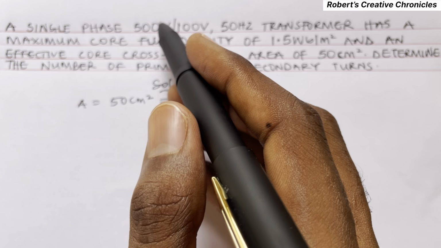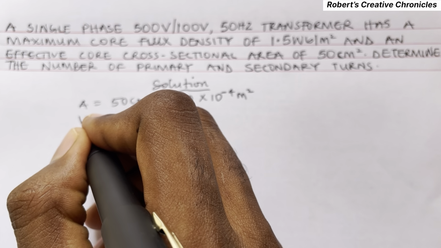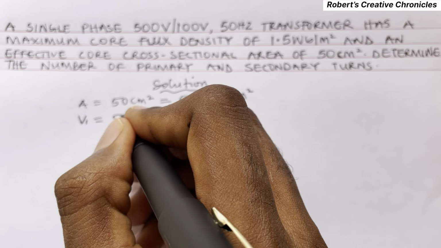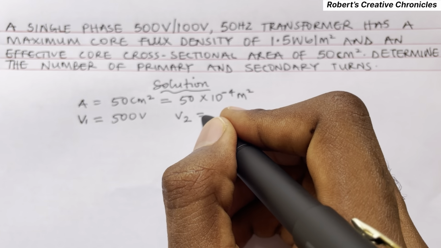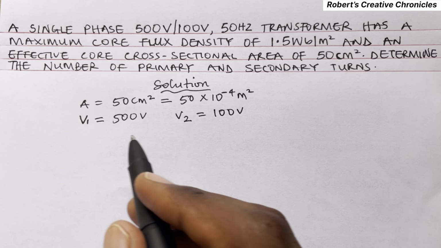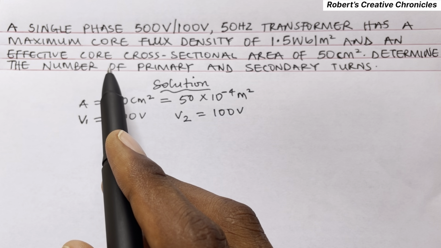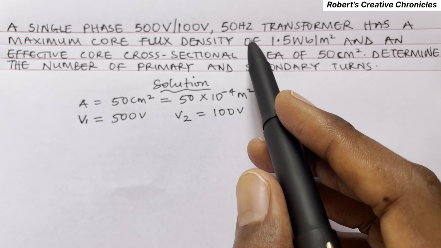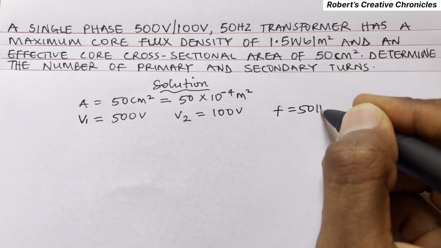So here the primary V1 is 500 volts, then V2 is 100 volts. This is primary voltage V1 and secondary voltage V2. Then the frequency is 50 Hz. So F is 50 Hz.